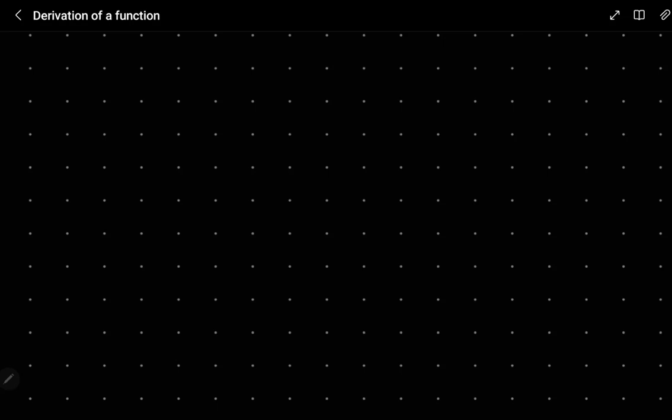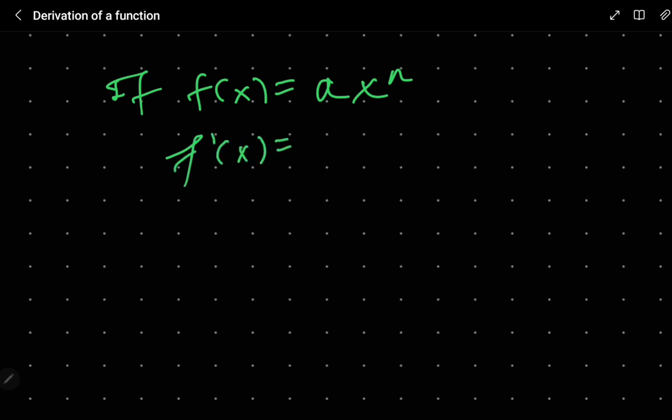So we can generalize the following. If f of x is equal to a x to the power of n, then f derivative of x very simply is as what? A times n, you bring the power down here, then x to the power of n, you reduce the power by 1. This is the formula. So if this is f of x, then f derivative of x is a times n times x to the power of n minus 1.